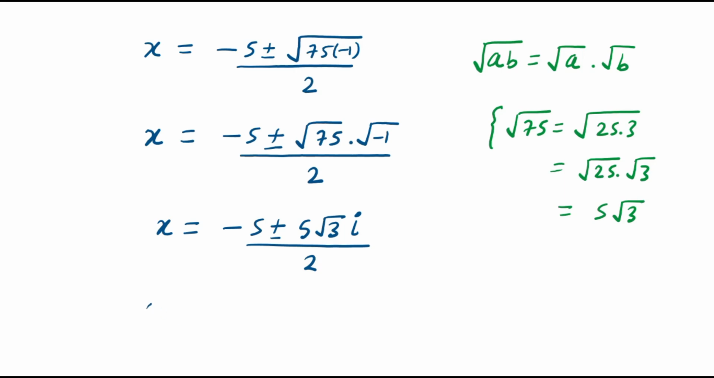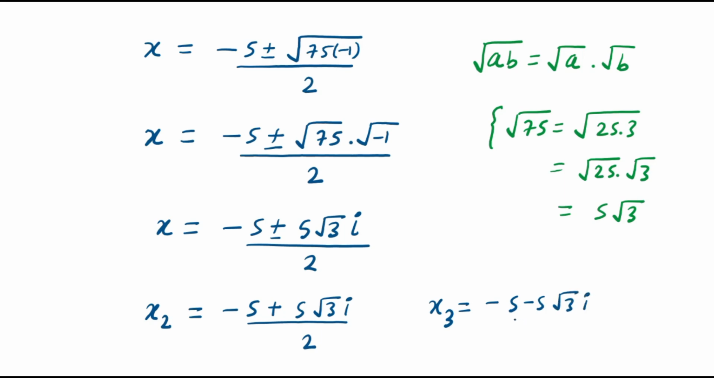So our second solution x2 is equal to minus 5 plus 5 times square root of 3 times iota, divided by 2. And the third solution x3 is equal to minus 5 minus 5 times square root of 3 iota, divided by 2. In this question we have three solutions. The first solution x1 is equal to 5 and two imaginary solutions. This is our final answer.